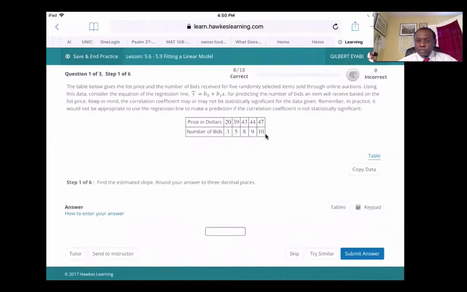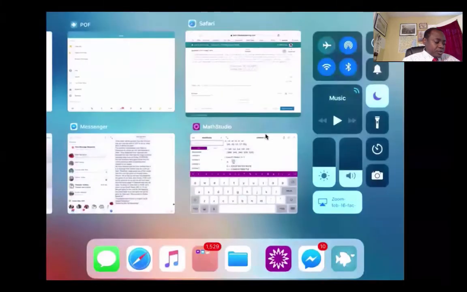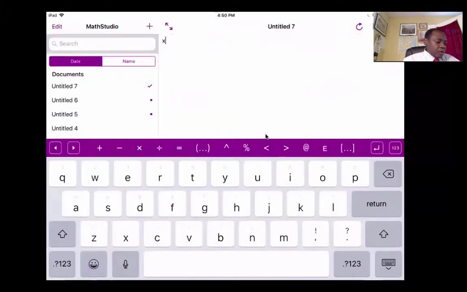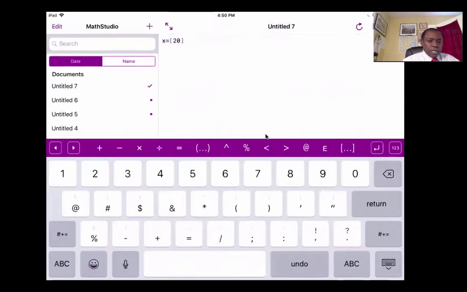1, 2, 3, 4, 5. Make sure I didn't forget anyone. Okay, let's take those to our MathStudio. So x equals, we have 20. You see, I decided to start a new editing screen so there's no confusion between which one is x and which one is y. So that'll be 20, and we have 39, we have 43, we have 44, we have 47, and I hit return.